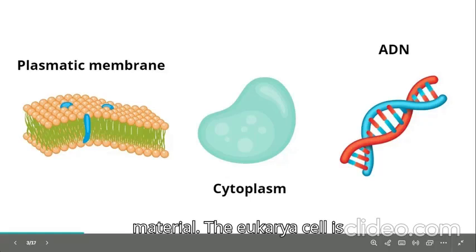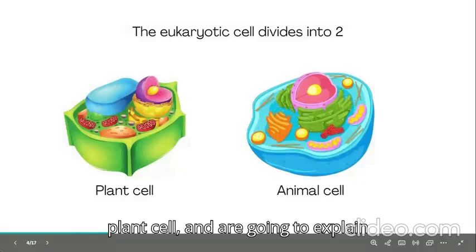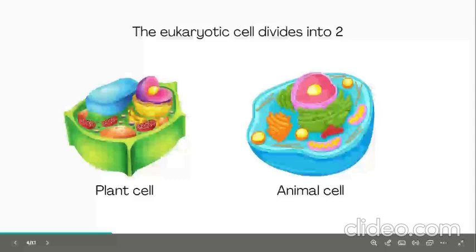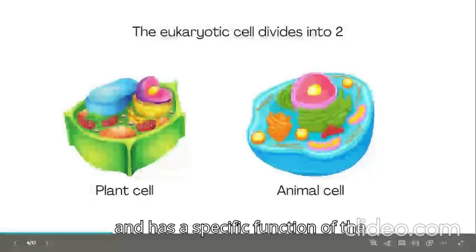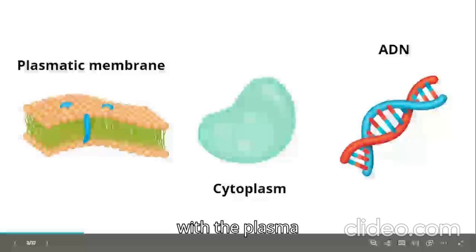The eukaryote cell is divided into two types, animal and plant, and I'm going to explain the organelles. To begin, an organelle is a structure in the cell, structured by a membrane and with a specific function. Of the three characteristics that all cells share, we start with the plasma membrane.